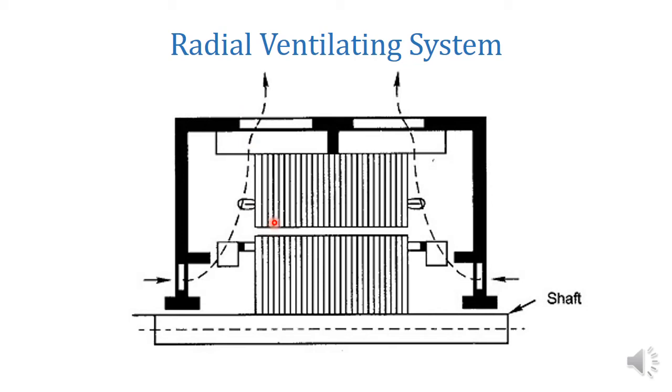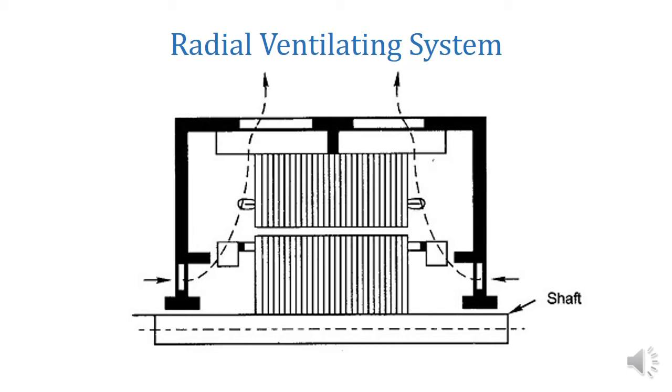In this case, the ventilating air will be passed radially, and in the case of machines with longer core lengths, radial ventilating ducts will be provided through the core of the machine, stator core as well as rotor core. And this is a very effective method because as the machine rotates, the centrifugal forces will help ventilation.